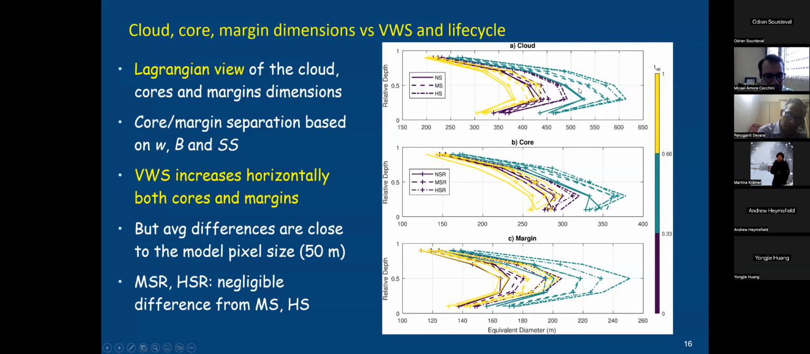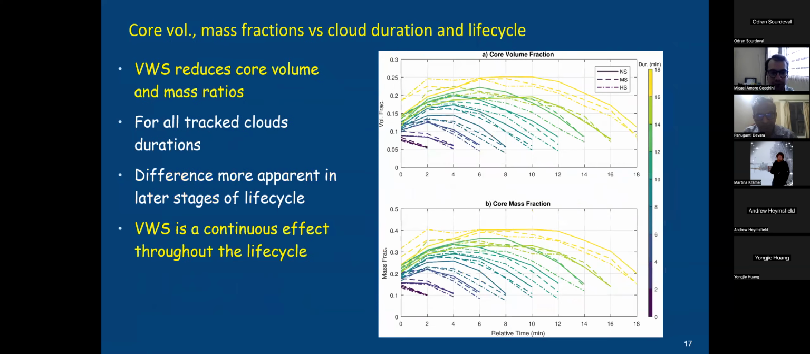But the average effect is very small. Remember that I use a horizontal resolution of 50 meters, and I found average differences of about 50 meters. So on the cloud core here, it goes about 340, and for the core it is even less than 50 meters on average. So it's hard to say from that 50-meter resolution if this is just an effect of the resolution, but you can see the message here is that wind shear changes the cloud field, the cloud morphology, very slightly.